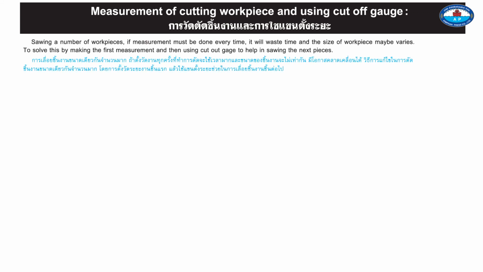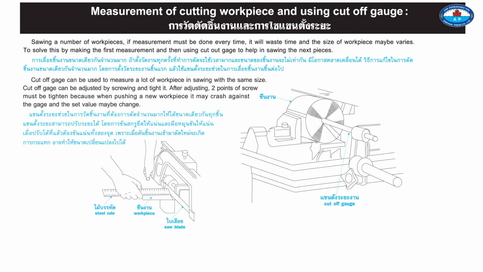Page 91. Measurement of cutting workpiece and using the cut-off gauge. When sawing a number of workpieces, if measurement must be done every time, it will waste time and the size of workpieces may vary. To solve this, make the first measurement and then use the cut-off gauge to help in sawing the next pieces. The cut-off gauge can be used to measure a lot of workpieces in sawing with the same size. The cut-off gauge can be adjusted by screwing and tightening.